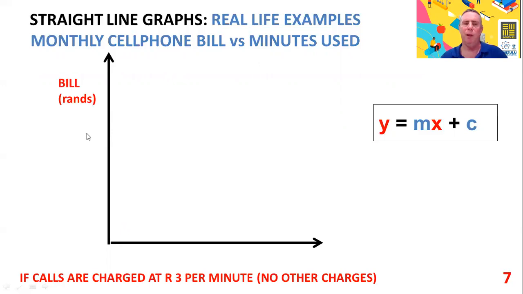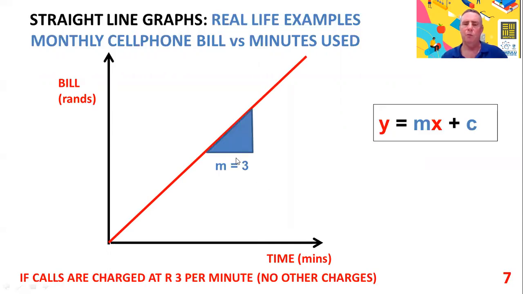Now we need to label our axes. The vertical would be the bill in rands, because that's dependent on the talk time in minutes. Now we'd expect our graph to be a straight line through the origin, because these two are directly proportional as there are no other charges. Our gradient would be 3, because calls are charged at 3 Rand per minute. And our c value would be 0, because there are no other charges.